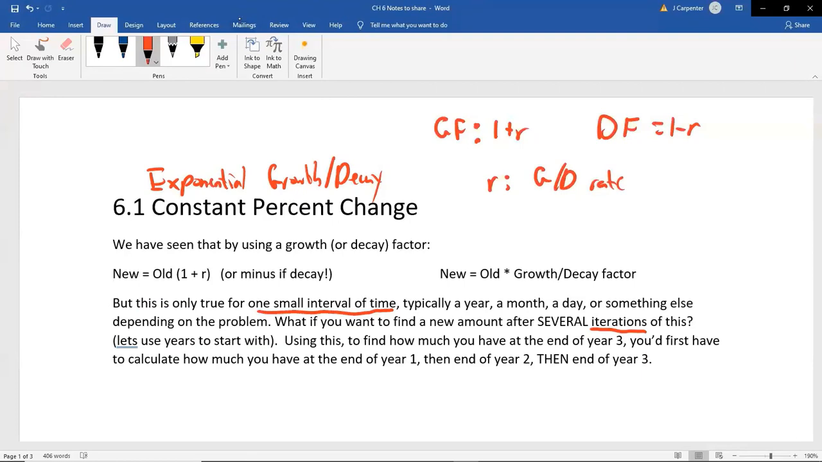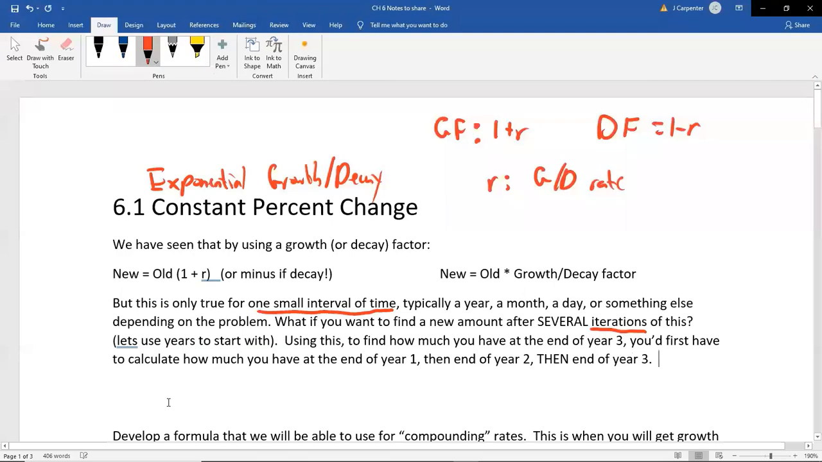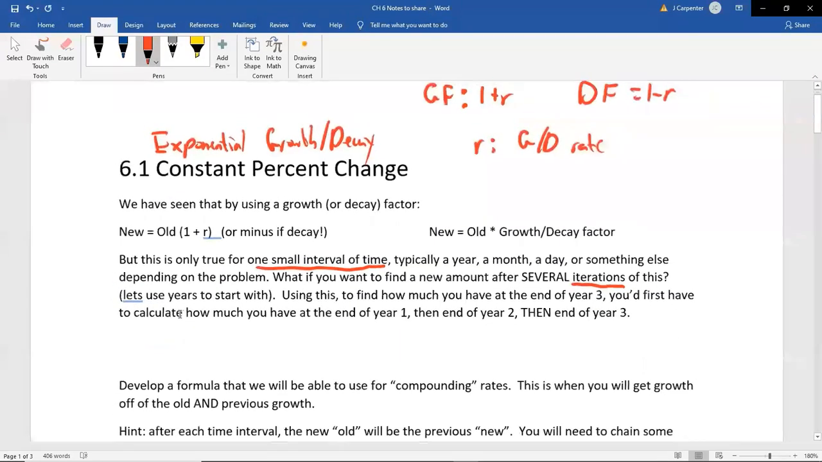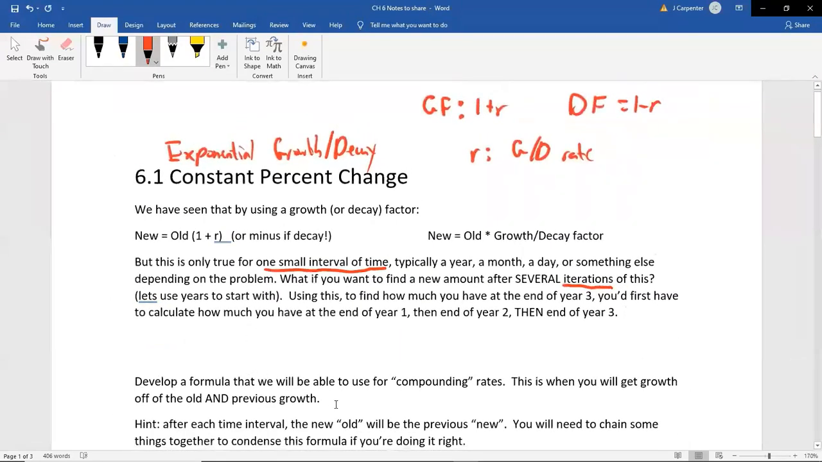All right. So again, iterative method, new equals old times growth factor. Is everything with a percent a growth factor? No. You have to understand the concept. And some of you did pretty good with that idea on the previous test. Some of you were trying to do one type of percent problem and another type of percent problem. So got to get your ducks in a row. So here's what we're going to do. We are going to develop a formula that we will be able to use for compounding rates.